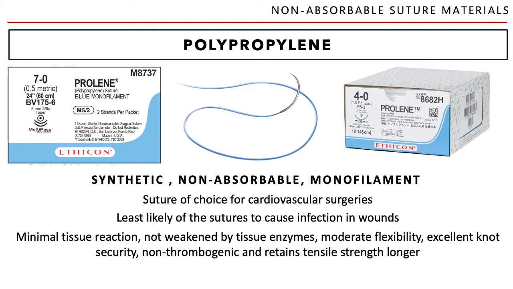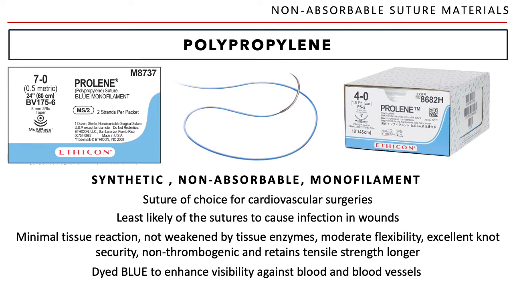It has minimal tissue reaction, very good characteristics right here, and it is dyed blue because you want to enhance the visibility of the suture against blood and blood vessels. When you have a multifilament suture material like Vicryl and silk, when they encounter blood, they just become brown or dark. You lose sight of them, especially if you are suturing something deep inside the animal's body. But with proline, because it's monofilament, it's colored blue, it retains that blue color.